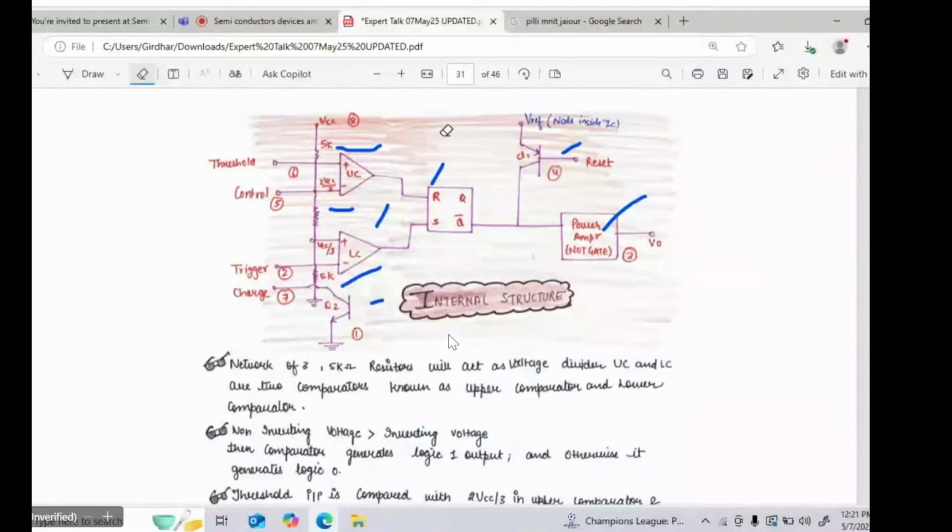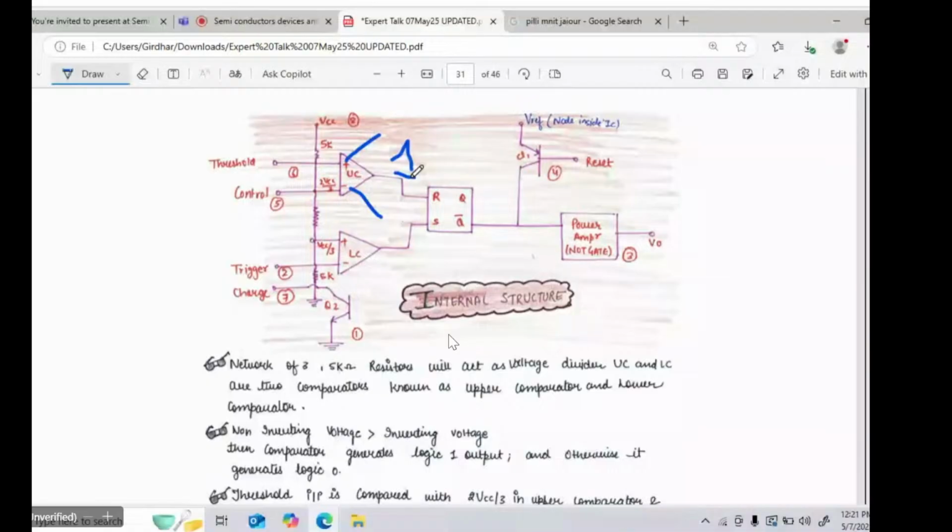Comparator, the meaning of the comparator is very simple. It compares the input signal with the other reference input signal and gives the output. This is the meaning here. So for example, this is the upper comparator. The internal schematic you have to understand very clearly. This is the positive terminal, this is the negative terminal. Whenever the input voltage on the positive terminal is greater than the input voltage on the negative terminal, then the comparator generates logic 1 output. Right? This is the behavior of this comparator.